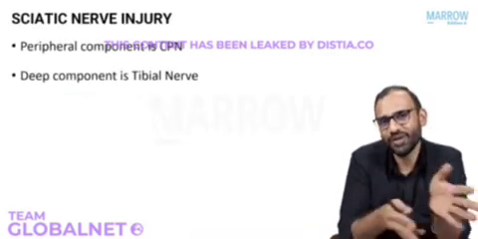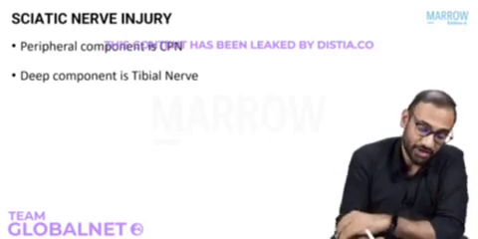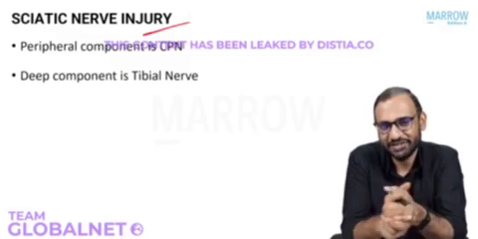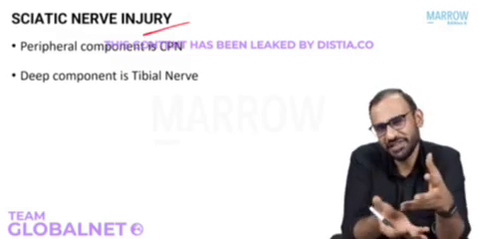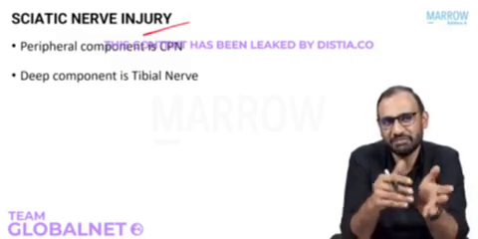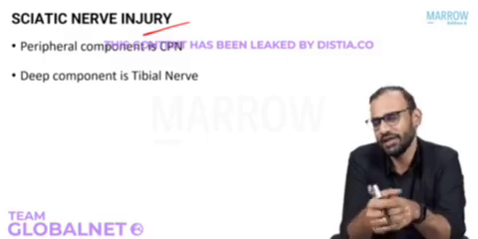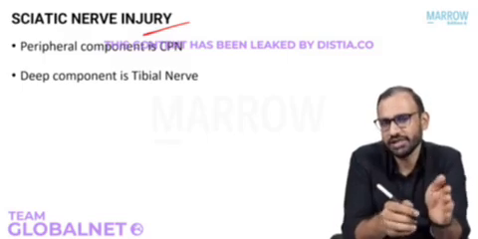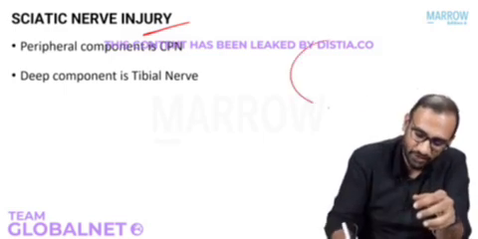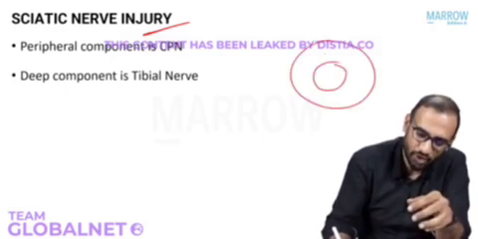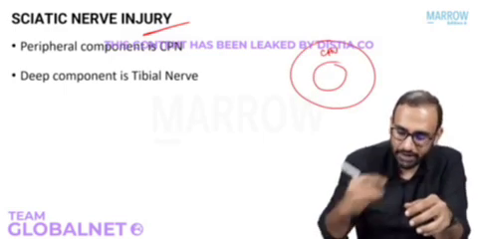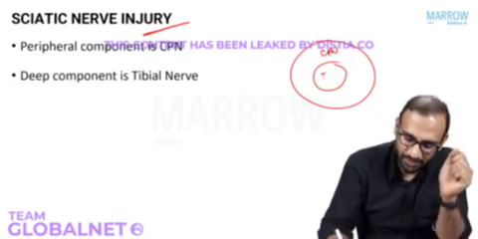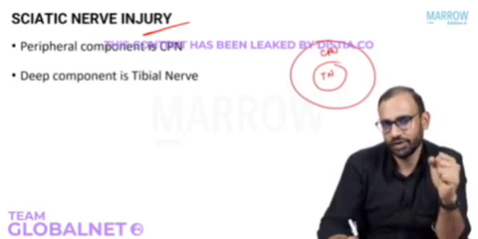Now let's move on to lower limb nerve injuries, the most important being sciatic nerve injury. Now, whenever we talk about sciatic nerve injury, the manifestations of sciatic nerve injury are basically the manifestations of common peroneal nerve injury most of the time. And the reason for this is very simple. If you take a cross section of the sciatic nerve, you will realize that the common peroneal nerve component is basically the superficial component of the sciatic nerve, and the tibial nerve component is the deep component.